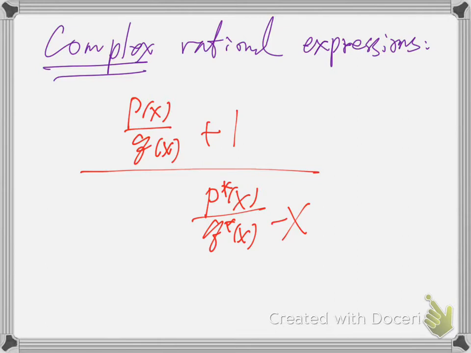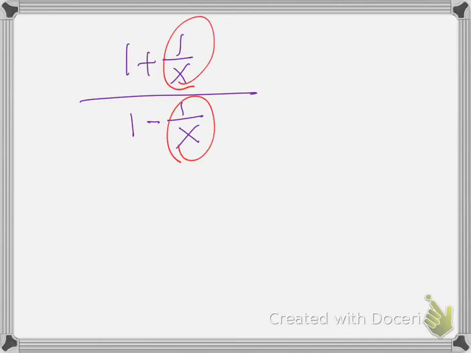So it's more complicated. Now let's look at an example: 1 plus 1 over x, divided by 1 minus 1 over x. This is a rational expression, and this is a rational expression. You put them together, it's a complex rational expression. So how do we solve this kind of complex rational expression? We use LCD again.